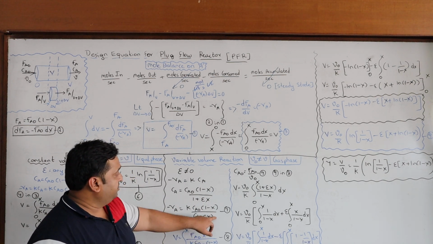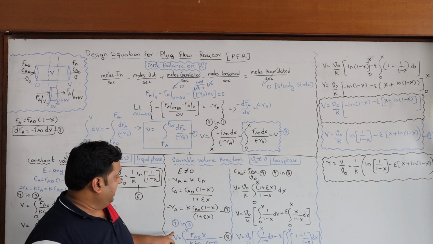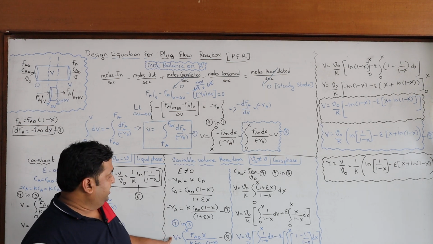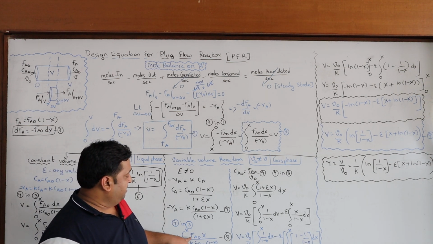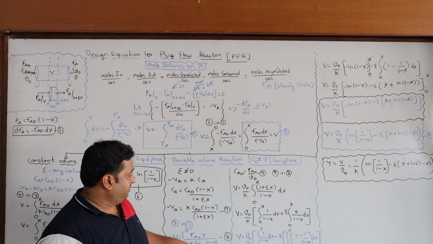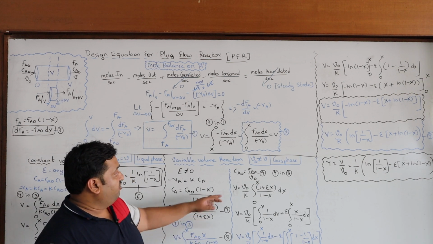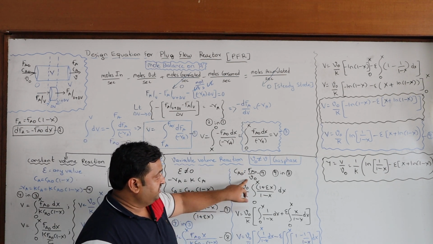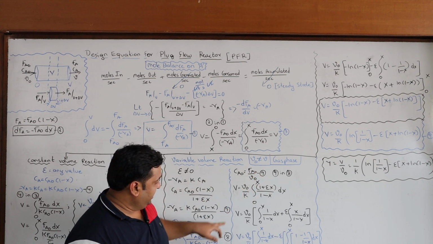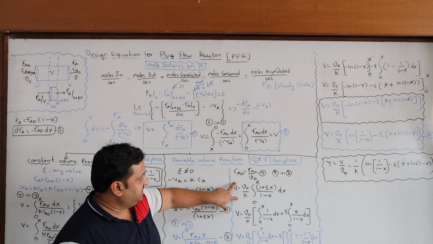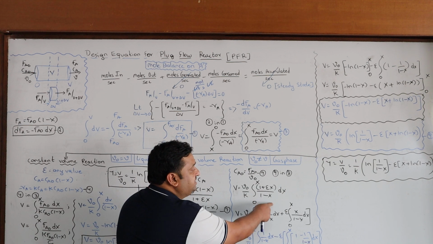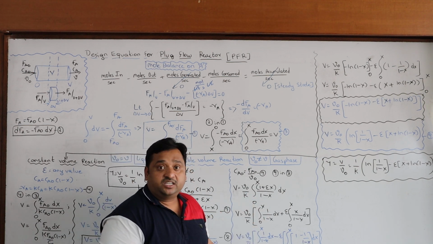Now, you simply substitute this equation 7 in 3, you get the volume, which is the integral of Fa0 into dx by K Ca0 into (1 minus x) by (1 plus epsilon x). Now, you know Ca0 is equal to Fa0 by V0. Now, put equation number 9 in equation number 8, you get this equation. Now, you have to integrate this expression. This is the integration procedure.